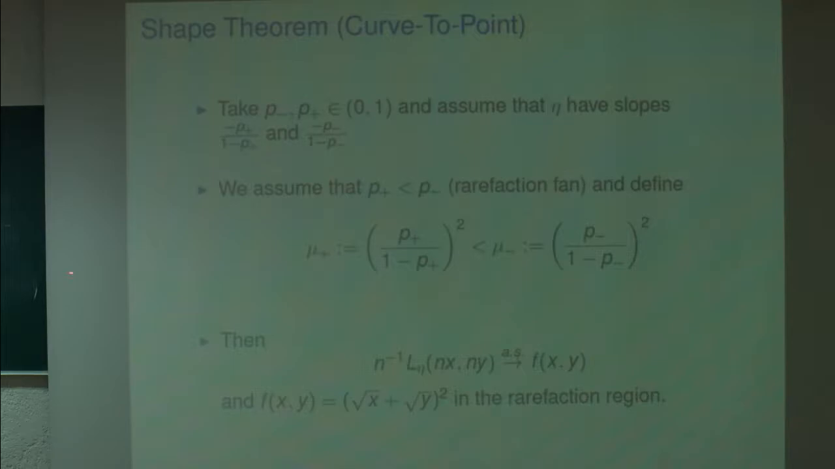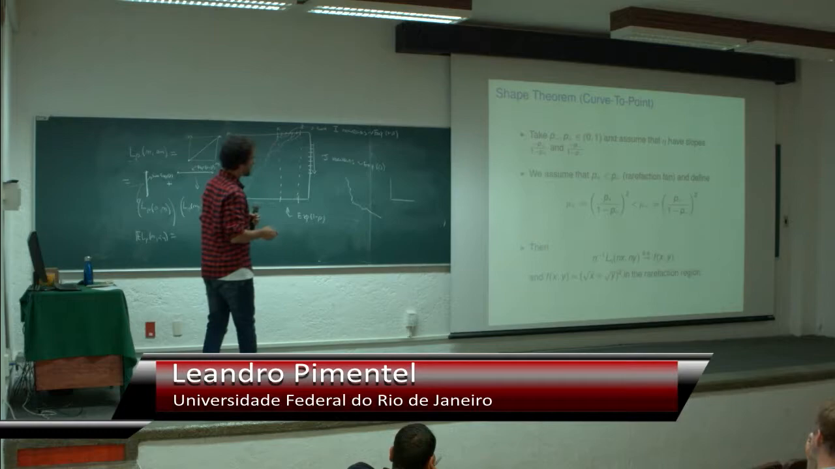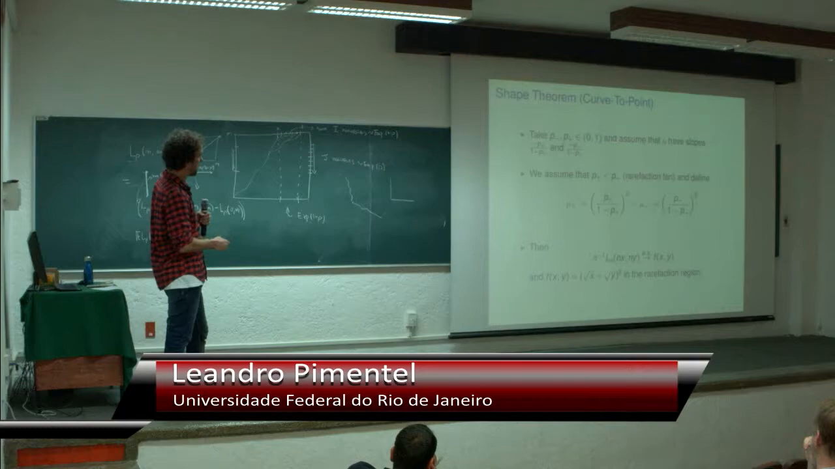So you also have a limit shape for the... So in the beginning, we have this general initial curve, the curve to point last passage percolation time. So what we did was we just computed the limit shape for this initial boundary, which corresponds to the point-to-point. But you also have a shape theorem if you start with this kind of curve. And this is what is given here.